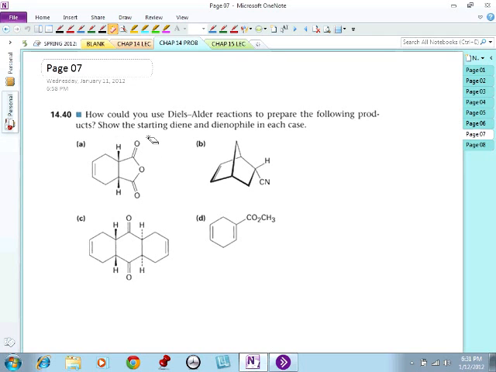Jessica, go ahead and read this question for us. How can you use the Diels-Alder reaction to prepare the following product? Okay, very good. So what they are asking you to do here is to make this compound using Diels-Alder reaction. Let's start with A. Does anybody have an idea? What will be the starting material for compound A?